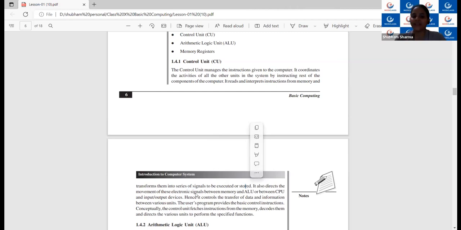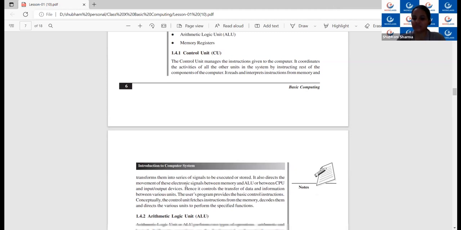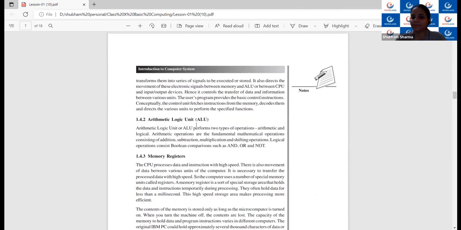It also directs the movement of these electronic signals. From where do these signals travel? These signals travel between memory and the ALU, or between the CPU and input devices. Hence, it controls the transfer of data and information between various units. So basically, it's a coordinator and it's a controller. The user's program provides the basic control instructions. Conceptually, the control unit fetches instructions from the memory, decodes them, and directs the various units to perform the specified function. Fine. Now comes the ALU.